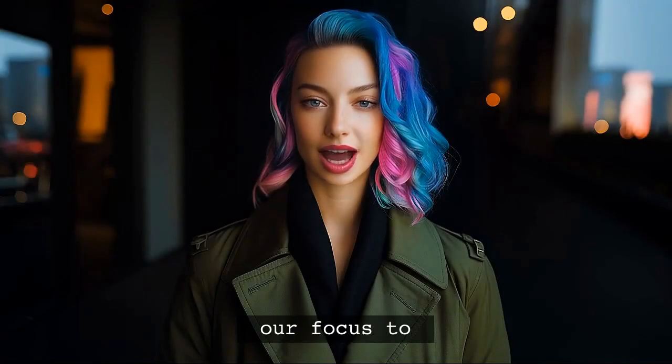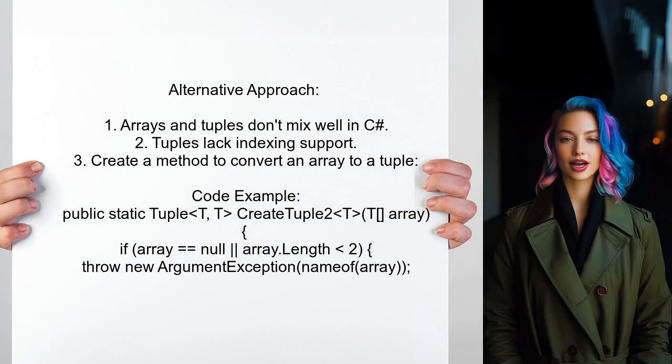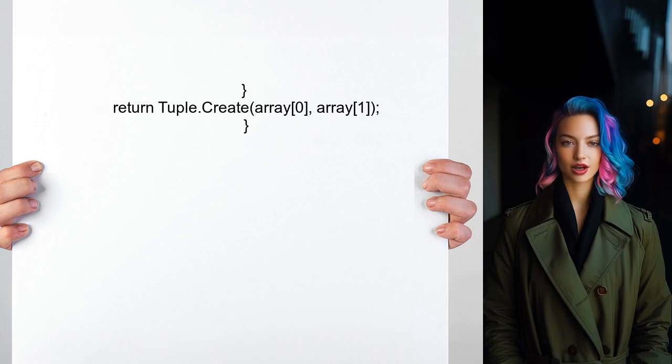Now, let's shift our focus to a different response. This user points out that mixing arrays and tuples in C# isn't straightforward. They explain that tuples don't support indexing like arrays do. However, they provide a solution by creating a method that converts an array of two elements into a tuple.